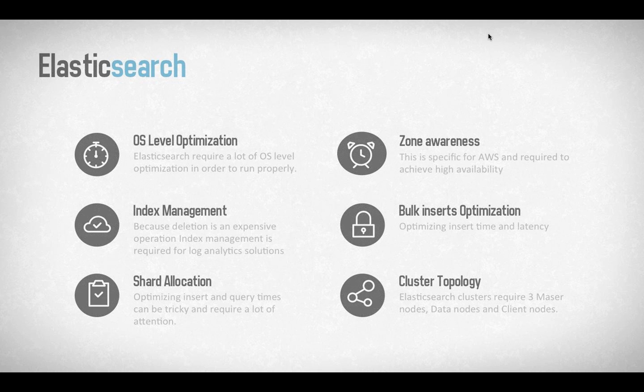So if you're using found.no or the AWS hosted Elasticsearch, you would still have to do the index management. You would still have to do the shard allocation. You would still have to do the bulk optimization. You would still have to decide on the cluster topology. It does save you from the OS level optimization and zone awareness, which are pre-built into this.